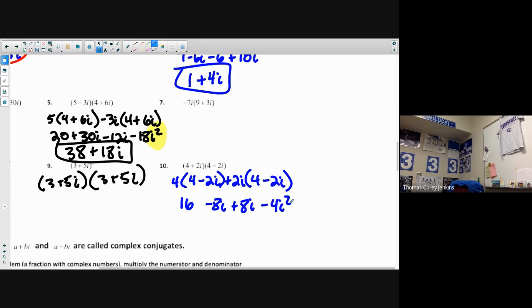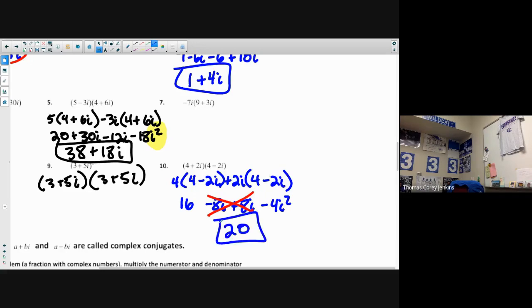All right, so what happens here is we can see that minus 8i and plus 8i are going to cancel, right? And then we end up with 16 minus 4i squared, right? So this is kind of like a difference of squares, right? Difference of squares, we end up with perfect square minus perfect square. But on this one, remember that perfect square at the end, that's a real number, right? Because that's negative 4 times negative 1. Right, so all together, when we combine our like terms, we have 16 plus 4 is 20.